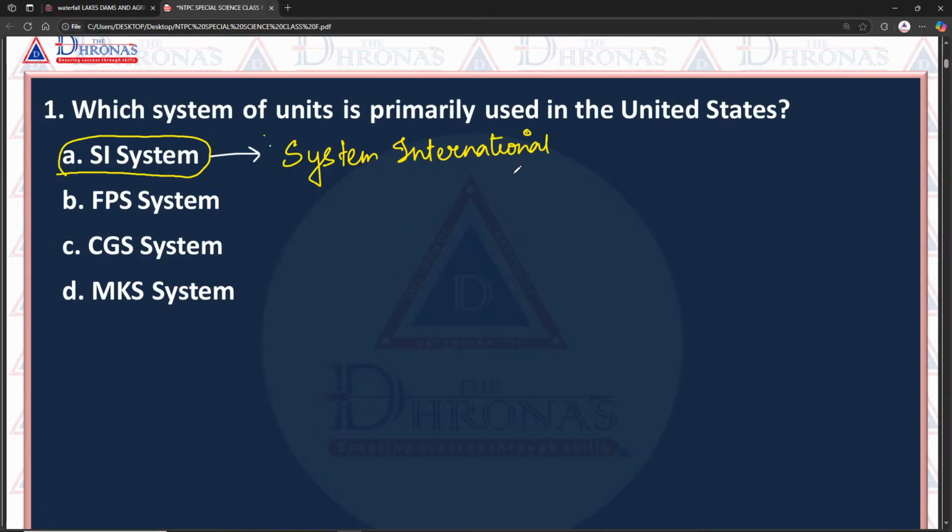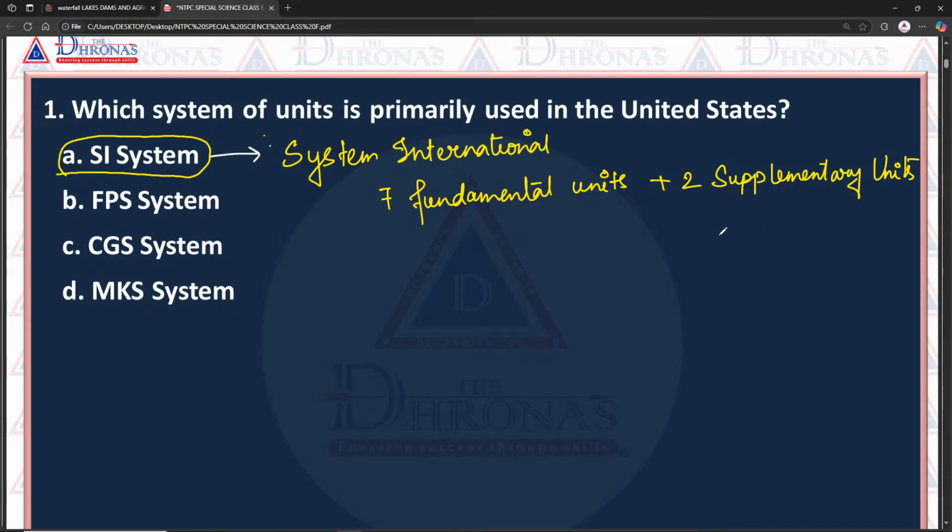Now in this SI system, for more information, how many basic units are there? 7 fundamental units are here in the SI system, along with 2 supplementary units. That means total units in the SI system? Total is 9, okay? So 9 units are present in the System International or SI system.